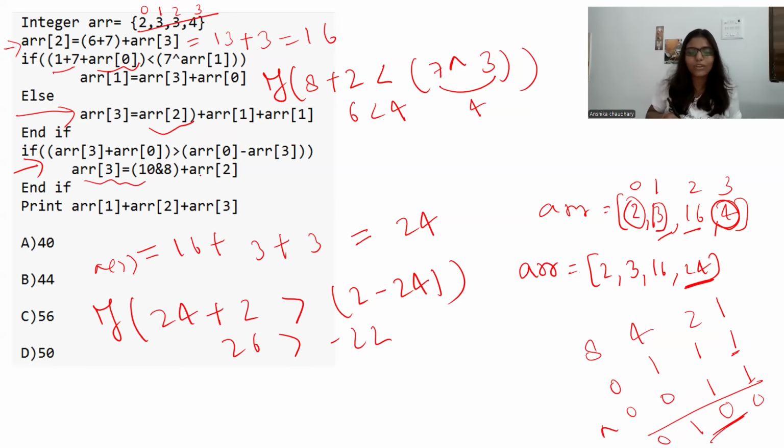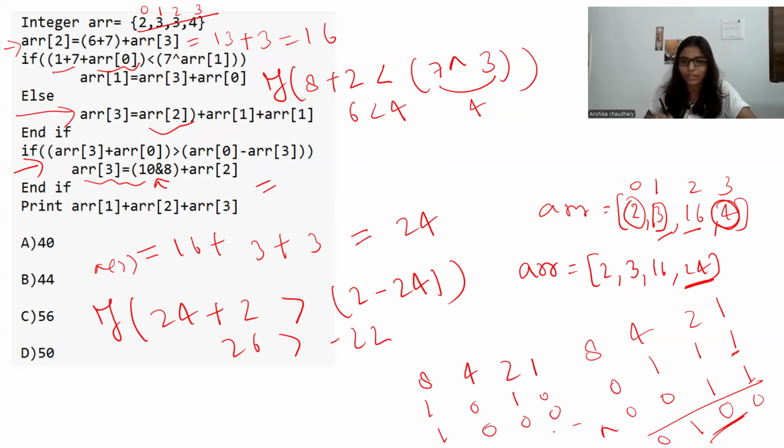We will update the value of array of 3 to 10 and 8. This is the bitwise AND. Again, we need to convert them into binary and take the AND operator. So let's convert 10 and 8 into binary. I am writing here 8, 4, 2, 1. How can we make 10? 8 plus 2 will become 10. So the 8 bit and 2 bit will become 1 and 1, and the rest will be 0. And 8.